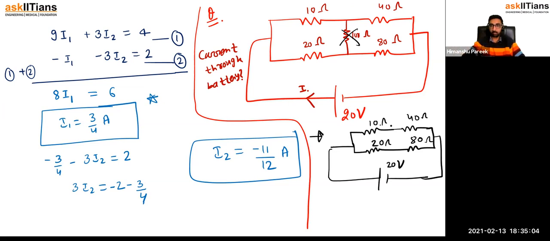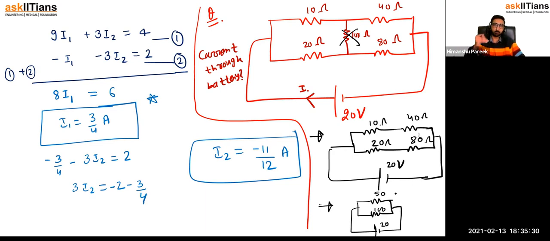So guys, what will happen now? 10 plus 40, 50, 20 plus 80, 100. So what is the new circuit we are getting? New circuit we are getting as 50, 100, and there is a battery here, 20. Now 50 plus 100, what is the value of equivalent resistance?